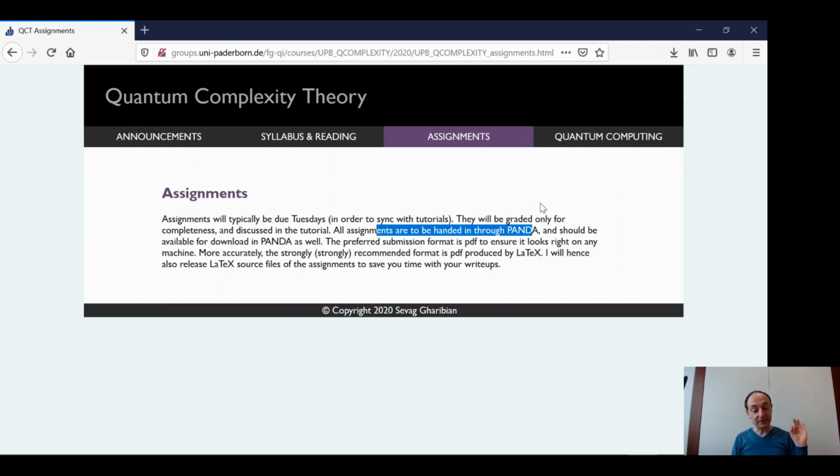Let me be clear that the submission format we prefer is PDF, just because it looks right on any machine and it's easy to read. I strongly, strongly encourage you, especially at a master's level course, to produce your solutions via LaTeX. For each assignment, I'll release a LaTeX template file that you can start with to write your solutions, just to save you time. If you're doing any sort of work in theoretical computer science, not necessarily quantum, moving forward, you're almost certainly going to be working with LaTeX. So it's worth getting comfortable with it right now.